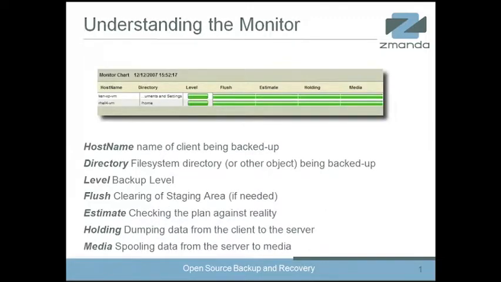Monitoring shows the data path for each backup run as data is assessed and estimated, transferred from the client to the server, and finally spooled to media. The information for each client is listed on the Monitor page itself, with the hostname of the client, the directory of the file system or object being backed up, the backup level, and the various stages of the backup process itself.